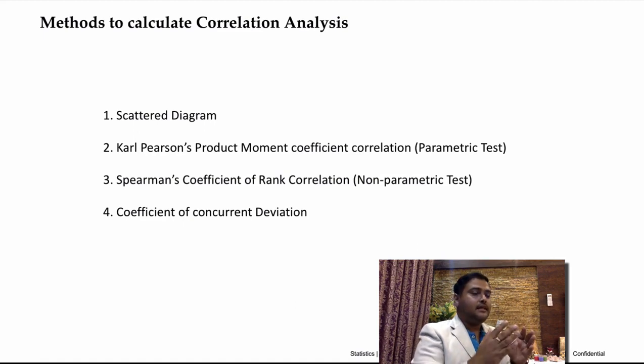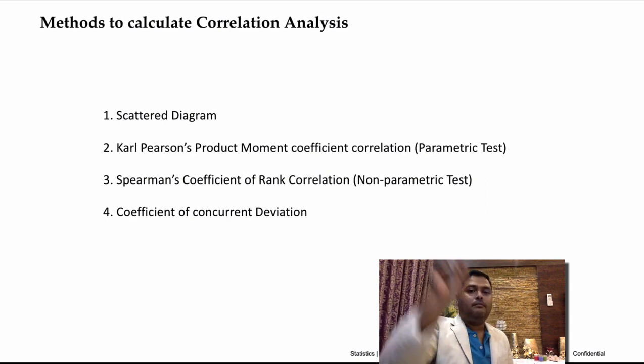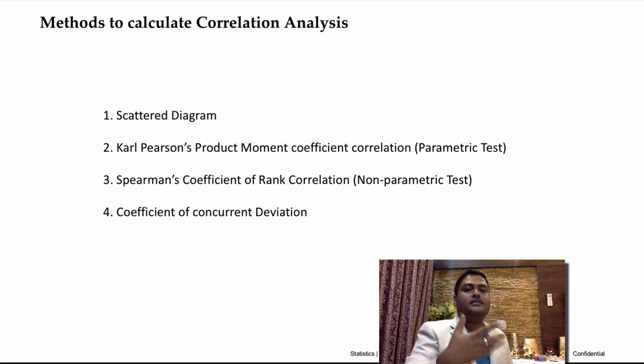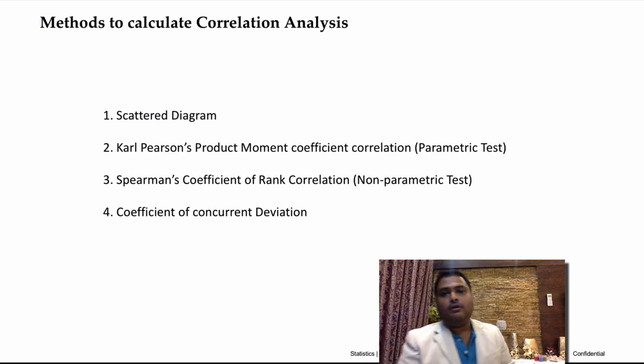So in this section we'll consider the x-axis and the y-axis, and we'll try to plot the variable values. Okay, and we'll try to fit the best fit line and understand how this diagram looks, whether the relationship is more than 0, less than 0, or equal to 0, whether there is any relationship, positive or negative. The second method is Karl Pearson's product moment coefficient of correlation.